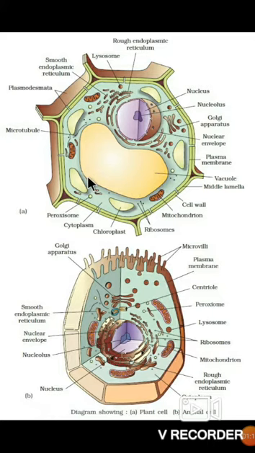Then the plant cell has an extra layer outside its cell membrane, called the cell wall. In animal cells you cannot see any kind of cell wall, but in the plant cell you can see a cell wall around its cell membrane, made up of cellulose. In animals there is no cell wall. In plant cells the cell wall is made up of cellulose.